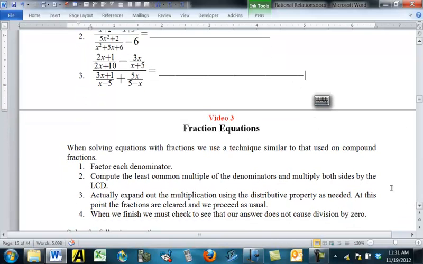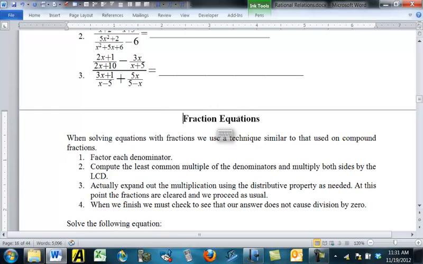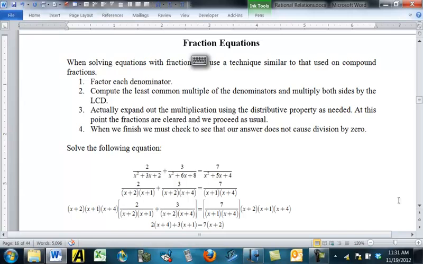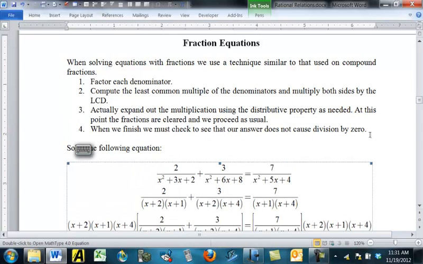And we'll talk about, actually, you know what, I'm going to do this now. We're going to talk about equations with fractions. When you're solving equations with fractions, we use a technique similar to that used on compound fractions. We'll factor each denominator, compute the least common multiple of the denominators, and multiply both sides by the least common denominator, and then expand out the multiplication using the distributive property as needed. At this point you should have no fractions, so they should be cleared out. And then we can proceed as usual.